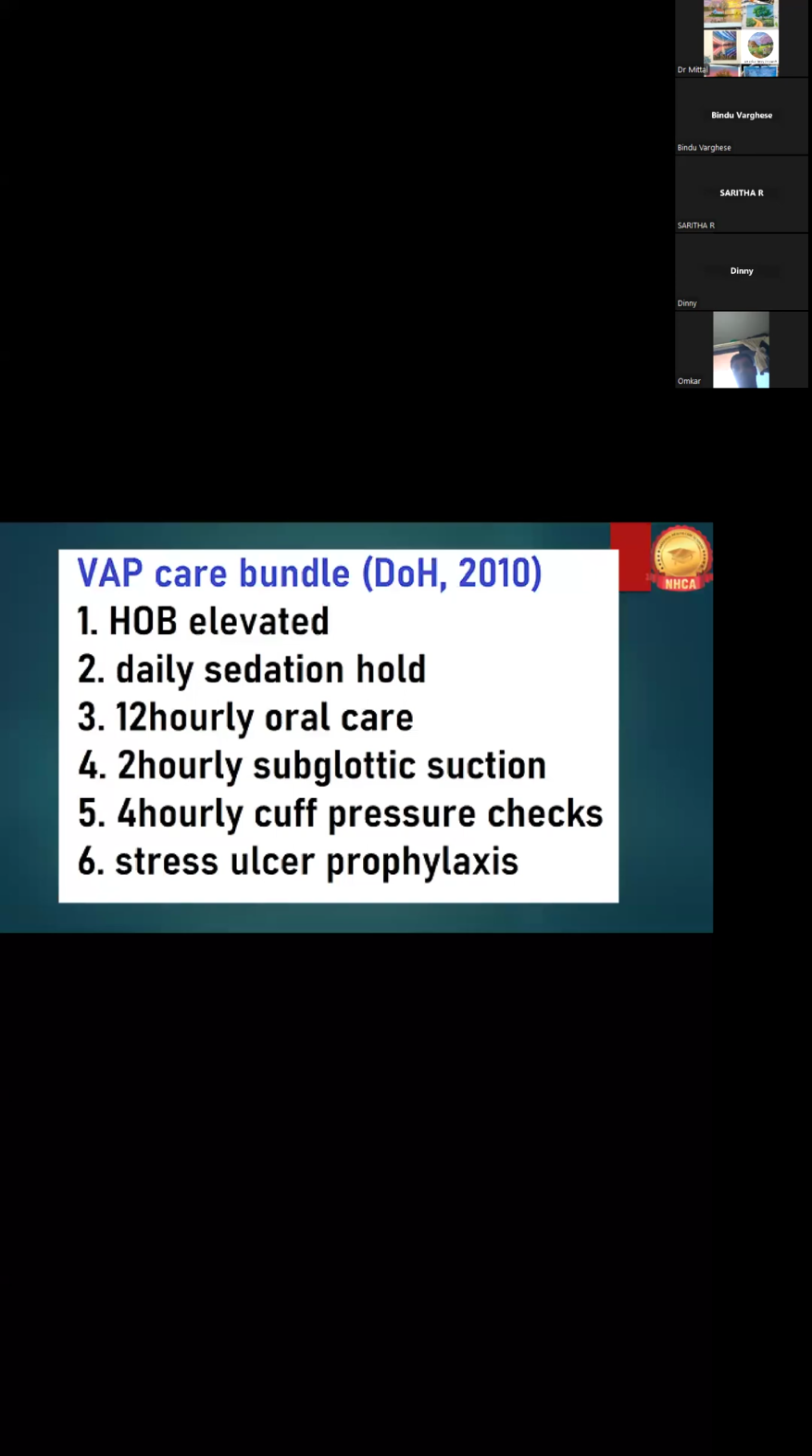Jennifer is from which hospital? Daily it is 24 hours. Okay. 60% of the hospitals change it daily.